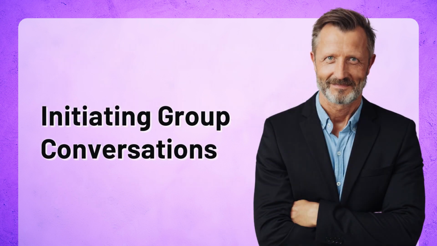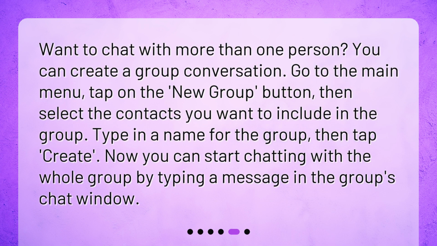Initiating group conversations. Want to chat with more than one person? You can create a group conversation. Go to the main menu, tap on the New Group button, then select the contacts you want to include in the group. Type in a name for the group, then tap Create. Now you can start chatting with the whole group by typing a message in the group's chat window.